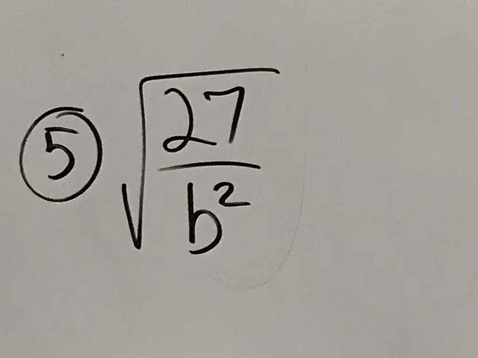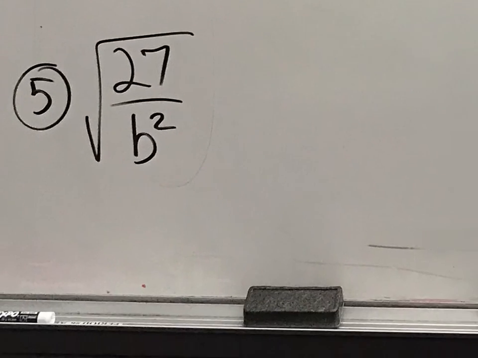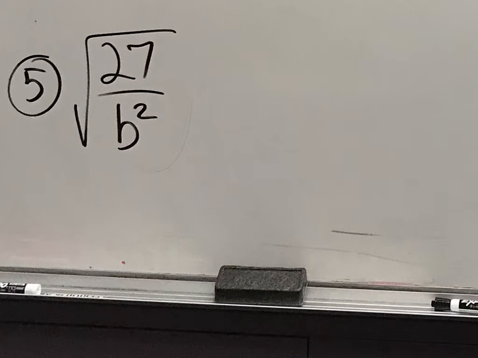Moving on to the last one on the board here, number 5. The square root of 27 over b squared. Once again, we're going to split the root. So you're going to have the square root of 27 over the square root of b squared. Now, the square root of b squared, that's easy. The answer on the bottom is just b.